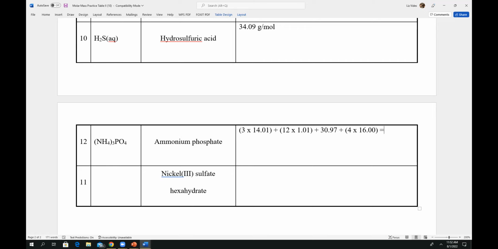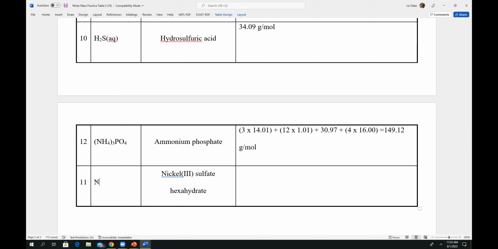Okay, so 3 times 14.01 plus 12 times 1.01 plus 30.97 plus 4 times 16. And the answer is 149.12. Sounded like it was going to be heavier, didn't it? But you never know. All right, the next one is nickel(II) sulfate hexahydrate.